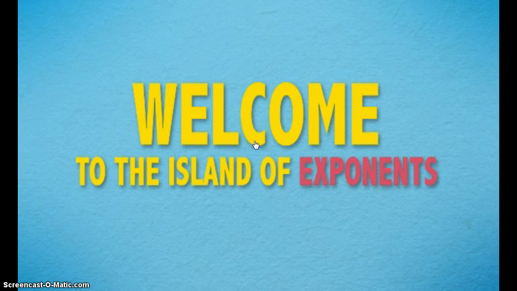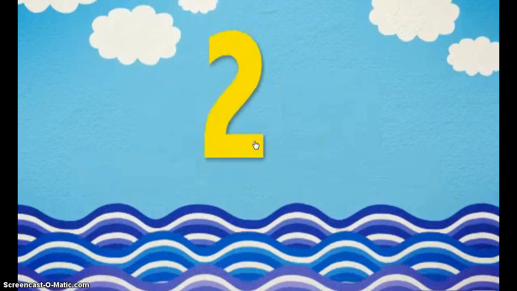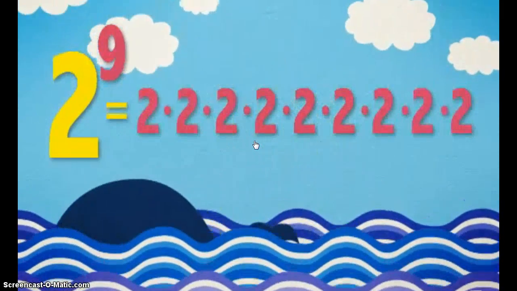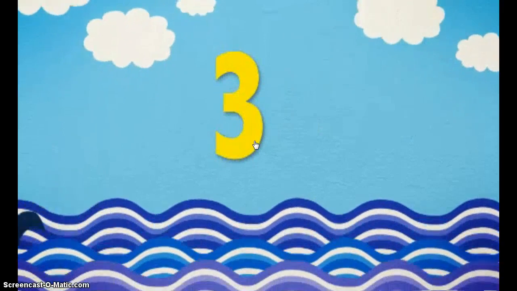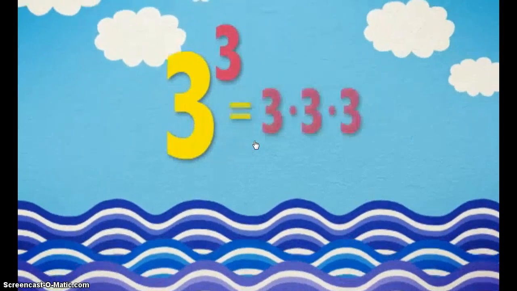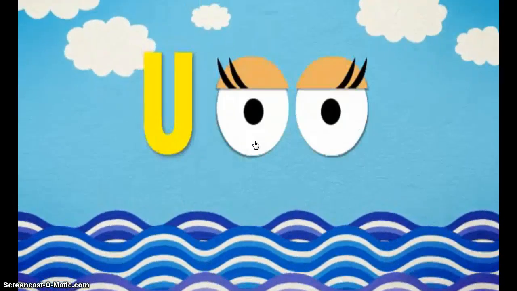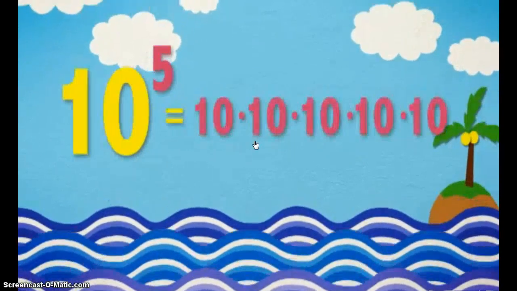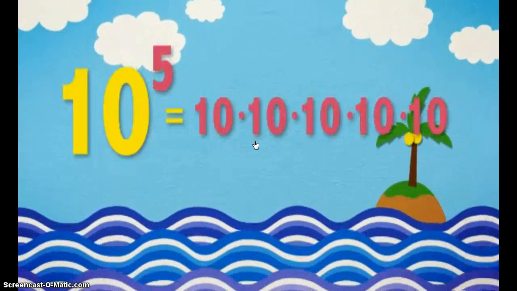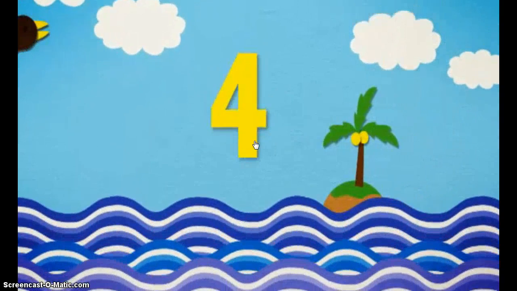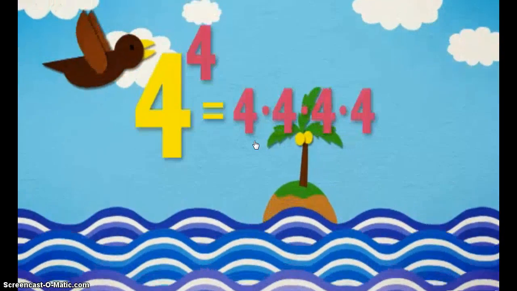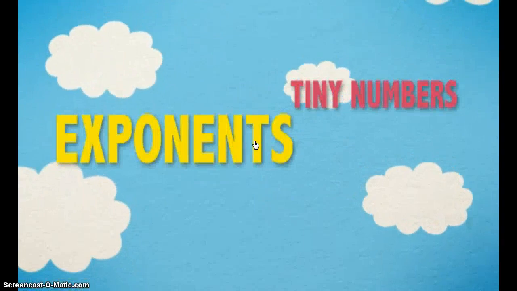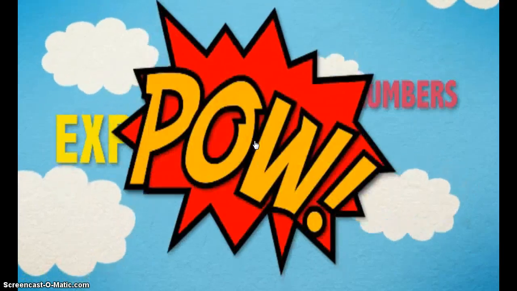To the island of exponents. 2 to the power of 9. Multiply 2 by itself 9 times. 3 to the power of 3 is 3 times 3 times 3. You see? 10 to the power of 5. Multiply 10 by itself 5 times. 4 to the power of 4 is 4 times 4 times 4 times 4 for sure. We get it in with exponents, the tiny numbers that pack a punch.